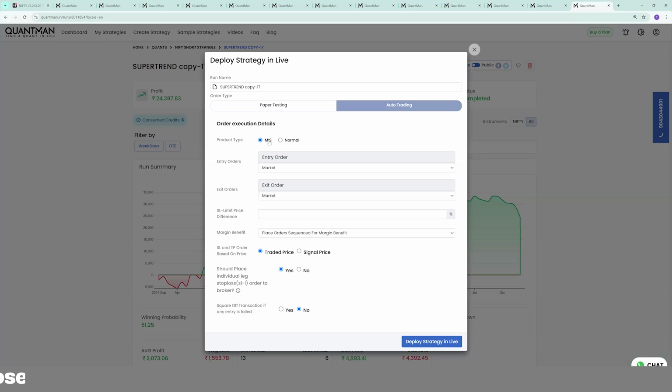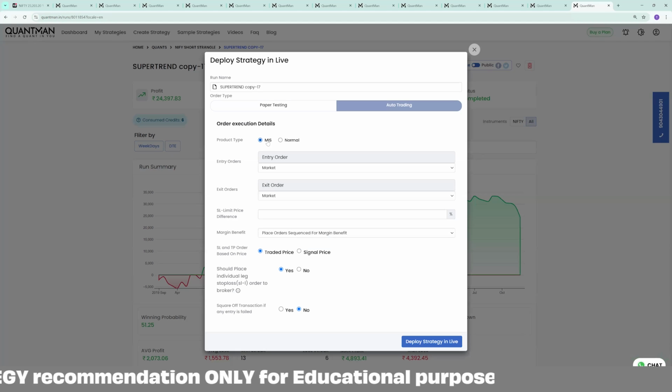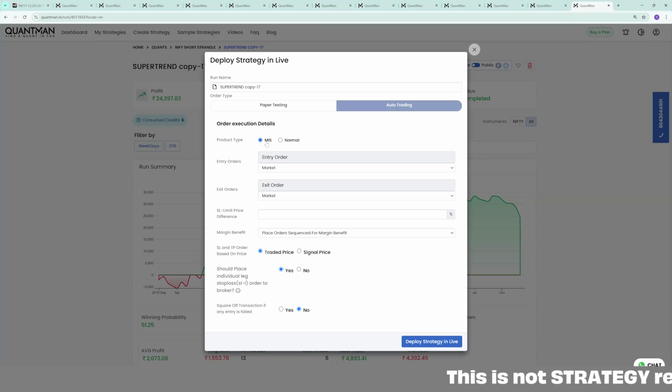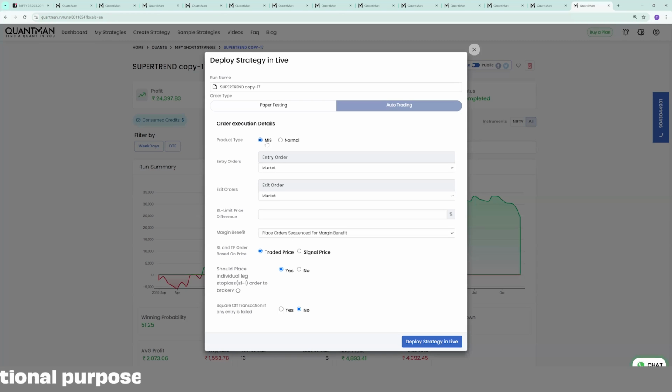Okay. An important point I am telling you: if you are using MIS order, your overall strategy exit timing must be 15:14. Don't change the strategy timing to 15:25 and use MIS order. Broker RMS will square off the order.